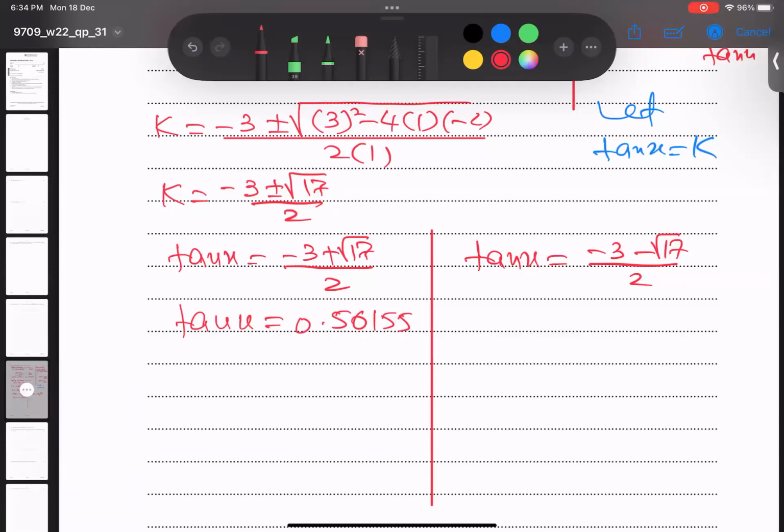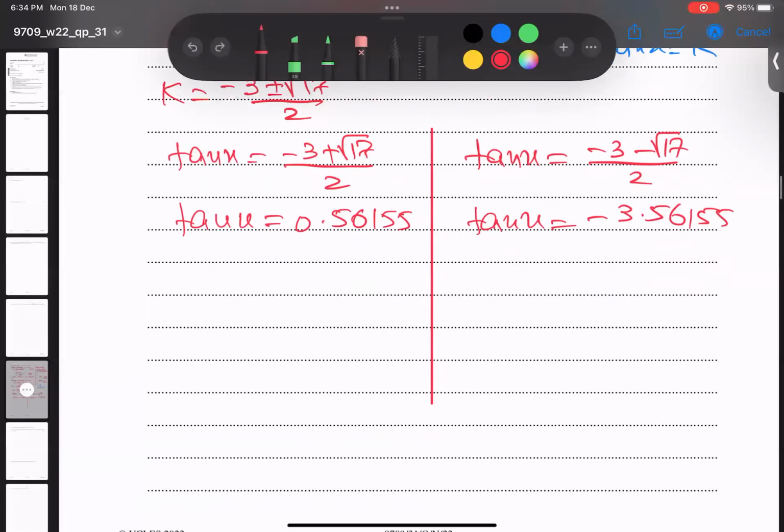And let me check once again. Hold on. Yes, this is correct. Now afterwards, I type this in calculator. Okay, students, let me check what I get with the negative answer. So I'm getting tan x is equal to negative 3.56155. As long values match, it gives a more accurate answer.